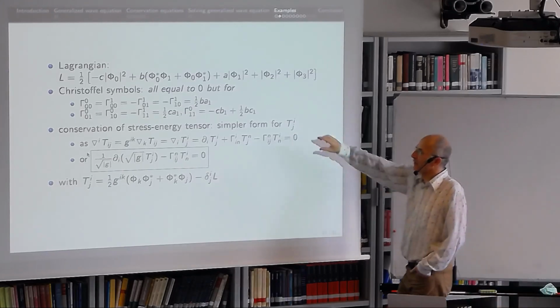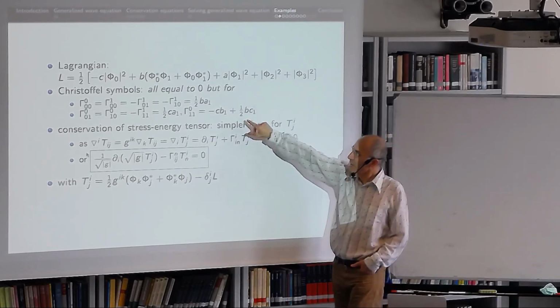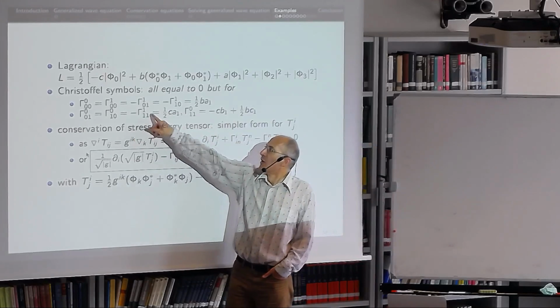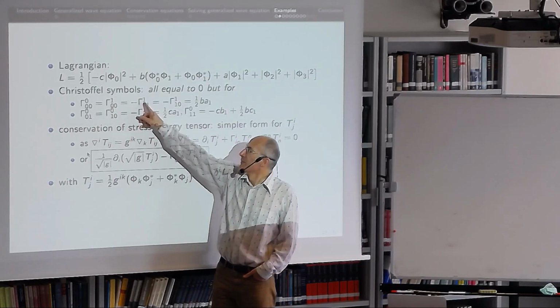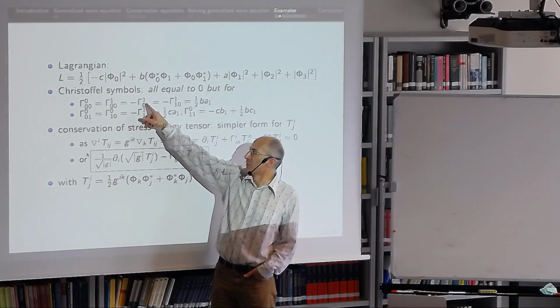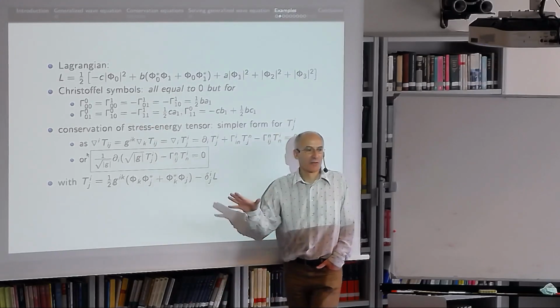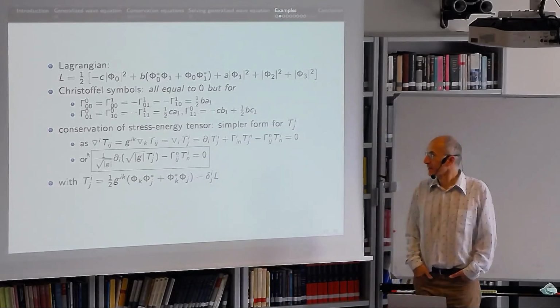Then we find out that most of them are equal to 0, except the ones here, which, if you look at them, are only involving the coordinates 1 and 0. There is no involvement of the other coordinates.